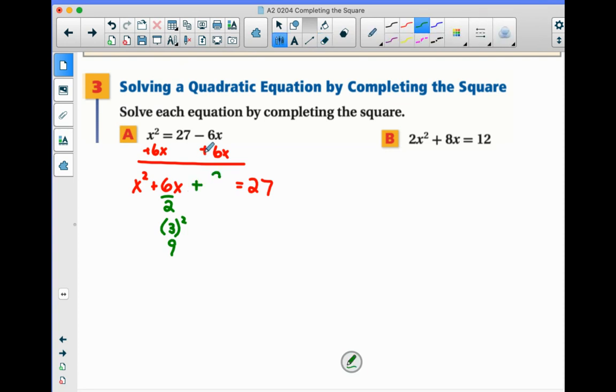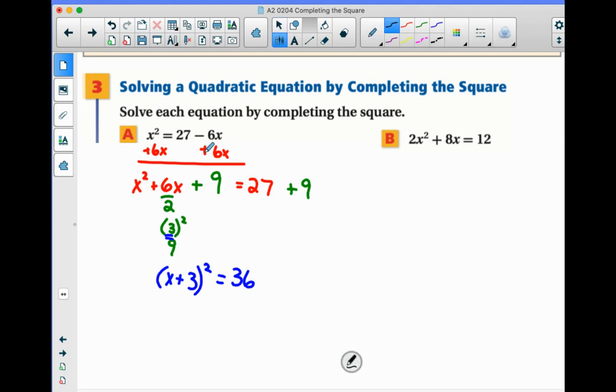If we just add 9 to the left side of the equation, to keep it balanced, we'd also have to add 9 to the right side of the equation. You got to keep those equations balanced. So the left side would factor, remember, we get this number right here, so it would be x plus 3 squared, right? If you FOILed that out, you would get this x squared plus 6x plus 9. The right side of the equation, 27 plus 9 is 36.